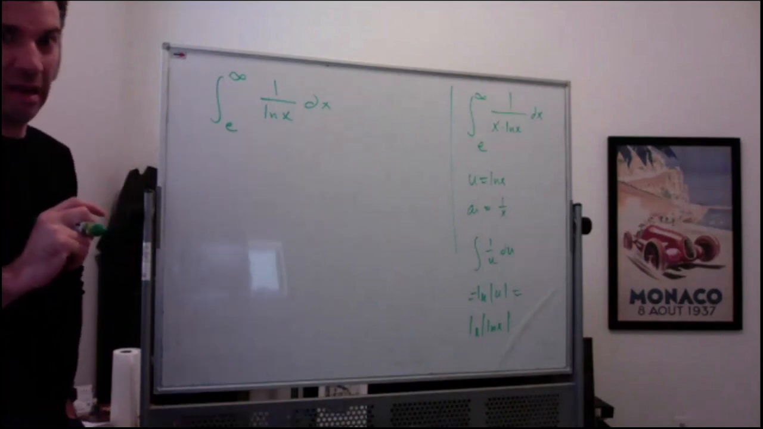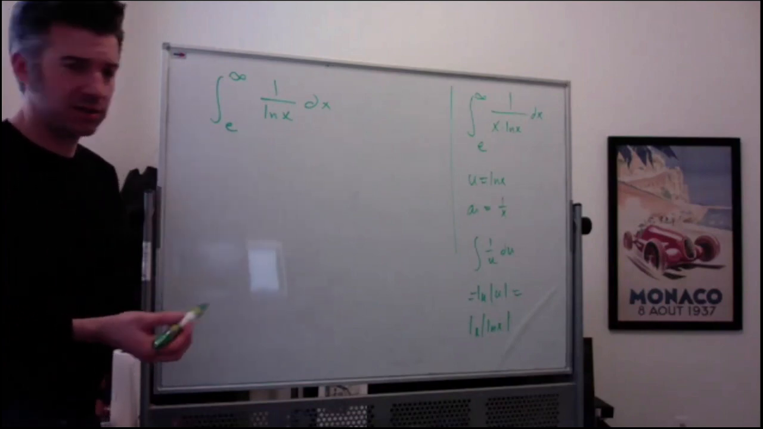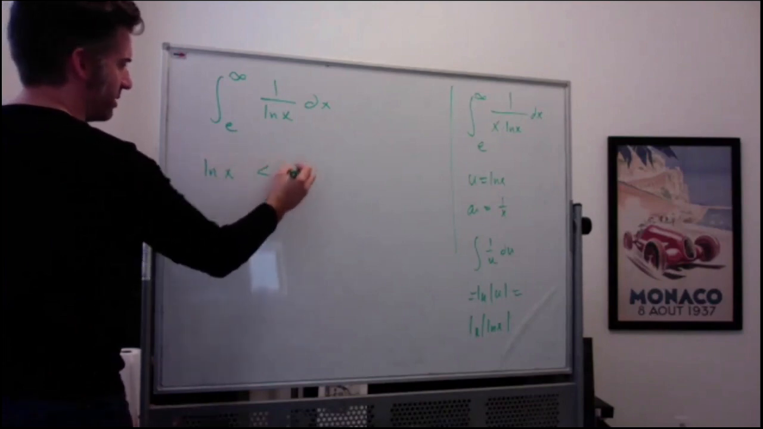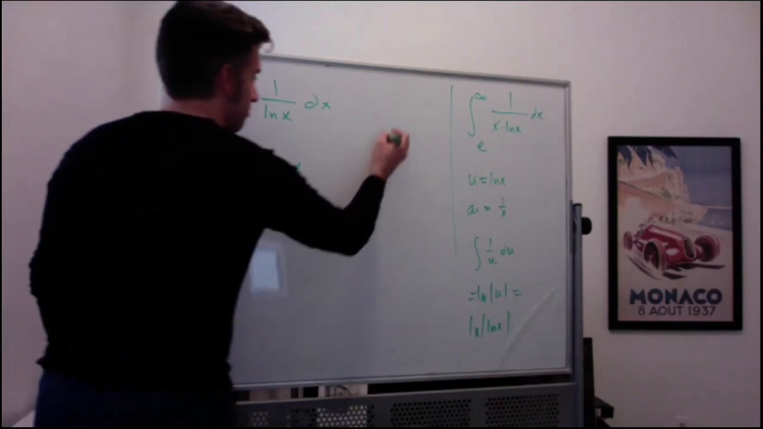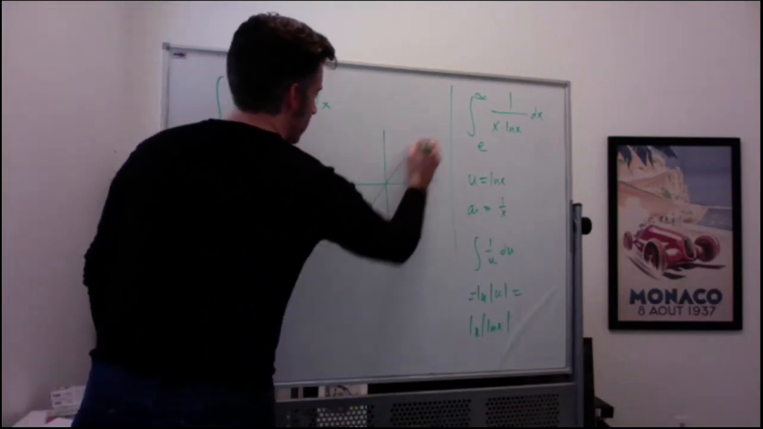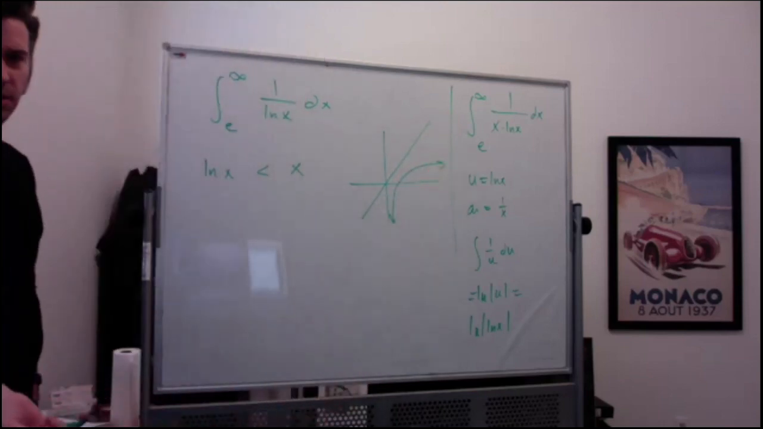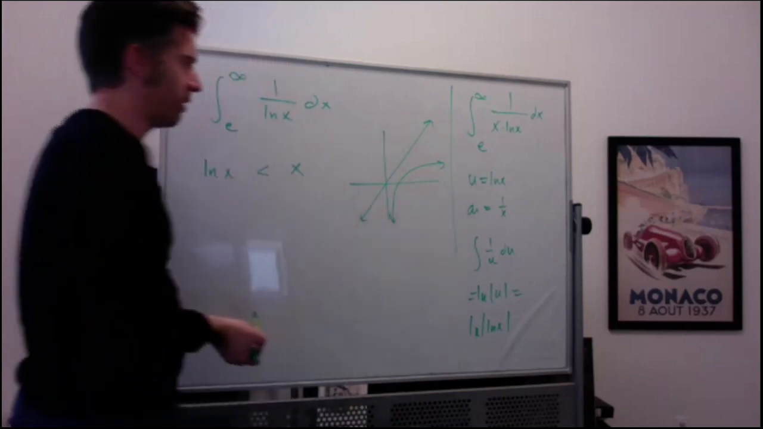Well, I think we can actually compare this to 1 over x. I'm pretty sure that the natural log of x is less than x. If you're not sure, graph the thing. Here's y equals x. Here's y equals the natural log of x. Oh yeah, it seems pretty clear that y equals x is always bigger than y equals natural log of x.